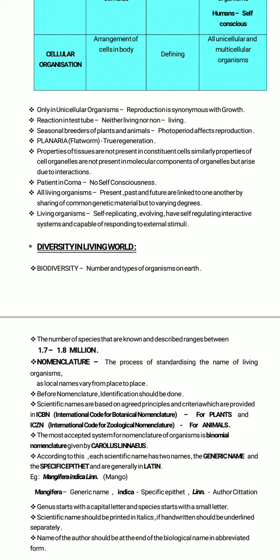The properties of tissues are not present in constituent cells. Each cell has its own constituents, but all cells interact and coordinate to perform a new function. Together they constitute a tissue and perform a particular function which is not the same as that done by a single constituent cell. Similarly, the properties of cell organelles are not present in the molecular components of the organelles but arise due to their interactions. Due to these interactions, they perform a different kind of function which is useful for the organism.